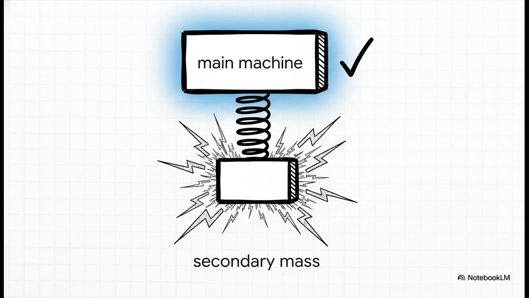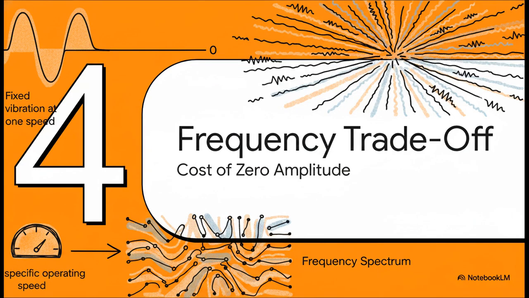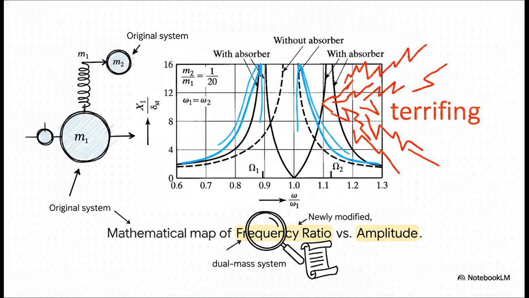It's brilliant. But on to Section 4, the frequency trade-off. Because let's be real, in engineering, every single solution comes with a cost. We've fixed the vibration at our specific operating speed, but we absolutely have to map out what happens to the rest of the frequency spectrum.